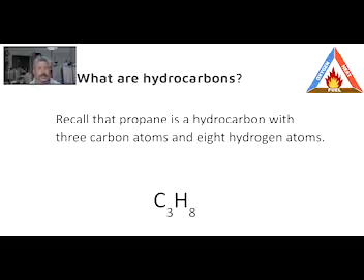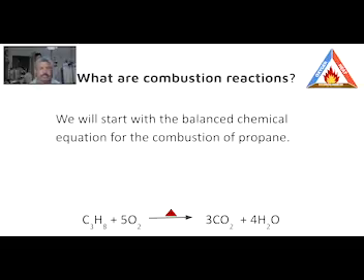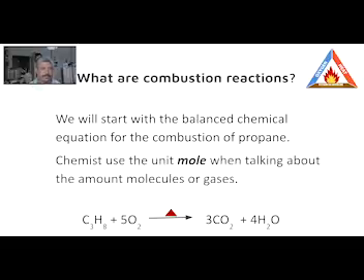Recall that propane is a hydrocarbon that contains 3 carbon atoms and 8 hydrogen atoms. We're going to start with the balanced equation for the combustion of propane, in which there is 1 mole of propane and 5 moles of oxygen gas. In the presence of heat, it's going to produce 3 moles of carbon dioxide and 4 moles of water. Chemists use the unit moles when talking about the amounts of molecules of gases. This is just a convenient way of talking about large numbers of molecules or atoms.